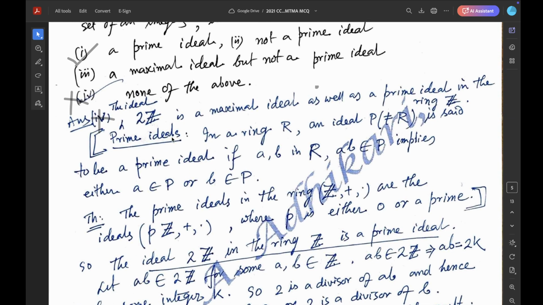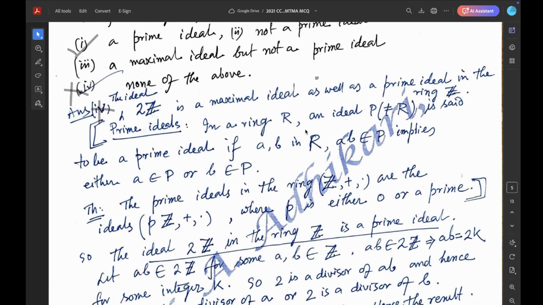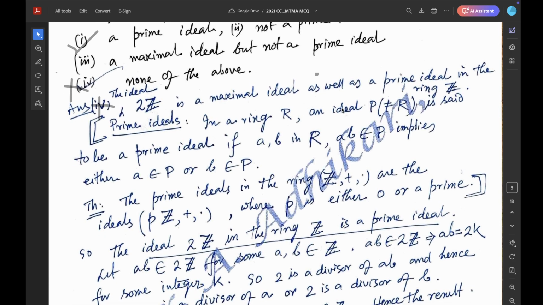And what is a prime ideal? In a ring R, an ideal P not equal to R is said to be a prime ideal if for A, B belonging to R, AB belongs to P implies either A belongs to P or B belongs to P. Then this ideal P is said to be a prime ideal of R.